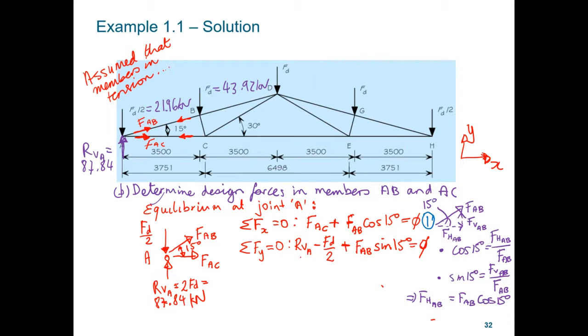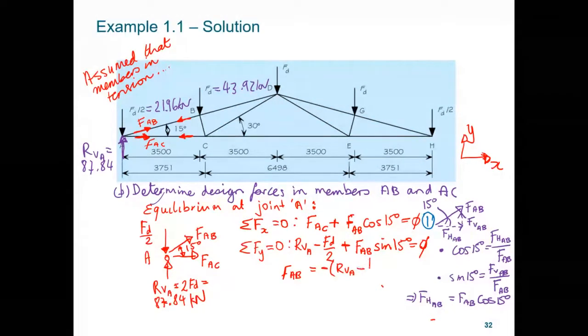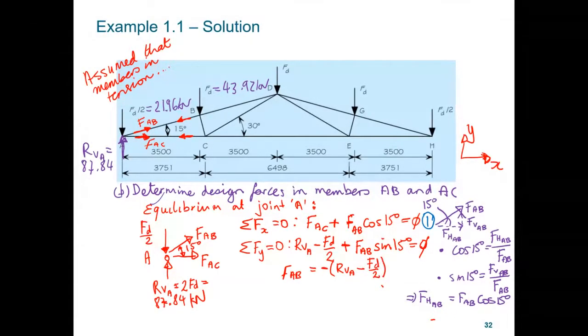And so the only thing that we don't know there is FAB, because we know what RVA is, we know what FD is. So we have FAB is equal to minus RVA, because I'm bringing it over to the other side of the line, minus all of that stuff, divided by sine of 15 degrees. So that's minus RVA, 87.84, and a minus by a minus gives me a plus. FD over 2, we said is 21.96, all divided by the sine of 15 degrees.